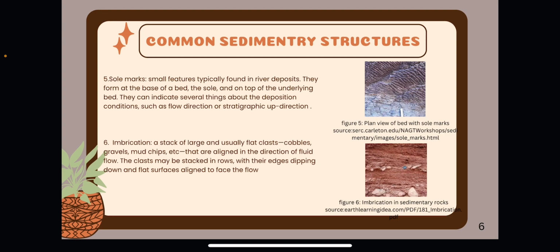And the sixth one is imbrication, which is a stack of large and usually flat clasts, cobbles, gravels, mud chips. They are aligned in the direction of fluid flow, which can reveal some information about the fluid flow at the time of the deposition. The clasts may be stacked in rows with their edges dipping down.